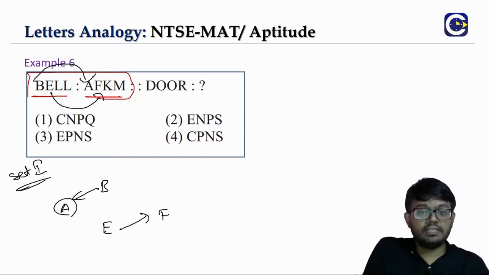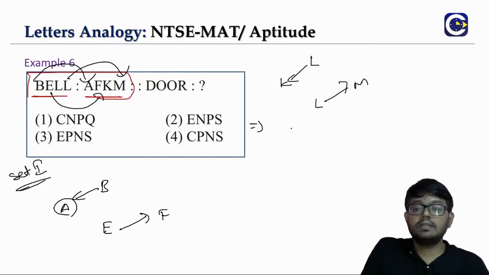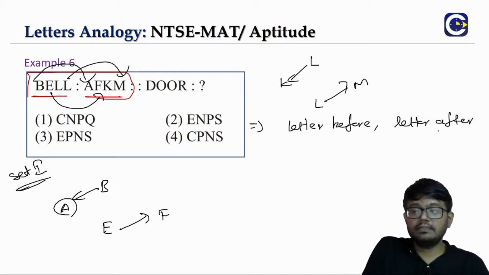Then for the first L, there are two L's here. The first L we are matching to K. So one letter before. The second L we are matching to M. Means L, one letter after. So what is the relation? A letter before and a letter after. This sequence is coming.